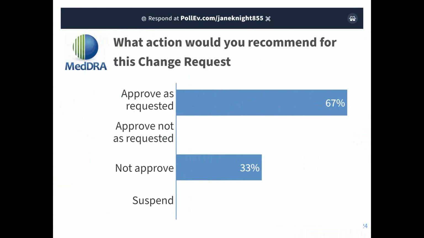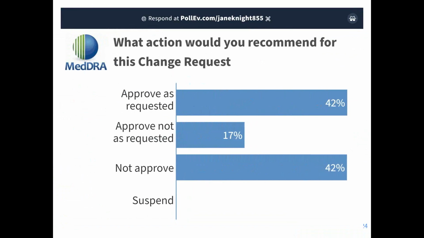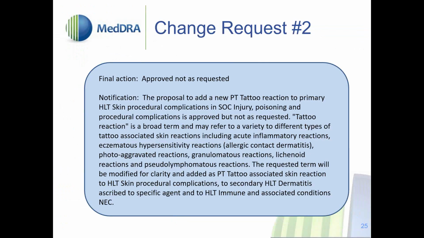Would you approve that one? You can test yourself against what the group decided. And someone's going to change it in some way. Interesting. Again, mostly our group were going to approve it as requested. A good rationale again. So let's see what was actually done. The outcome was that it was approved, but not as requested. So what did you change, Eva, about that one?